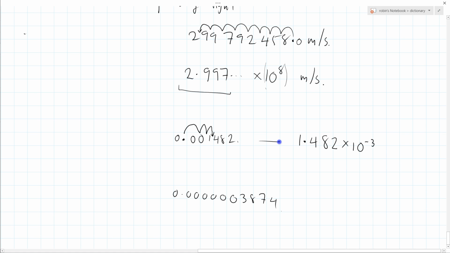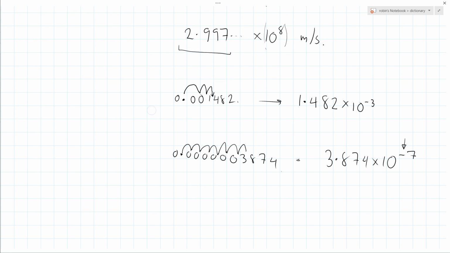What's this? That's equal to that. What's this one? That's going to be 3.874 times 10 to the power, well, here's my decimal point, 1, 2, 3, 4, 5, 6, 7, minus 7. Notice the minus there, which means it's a very, very small number.